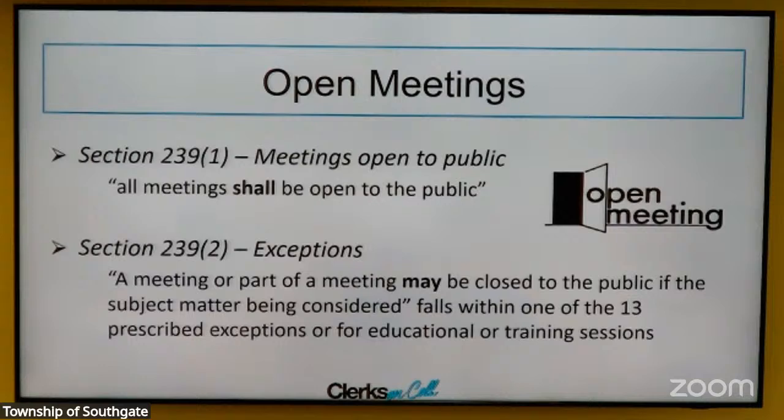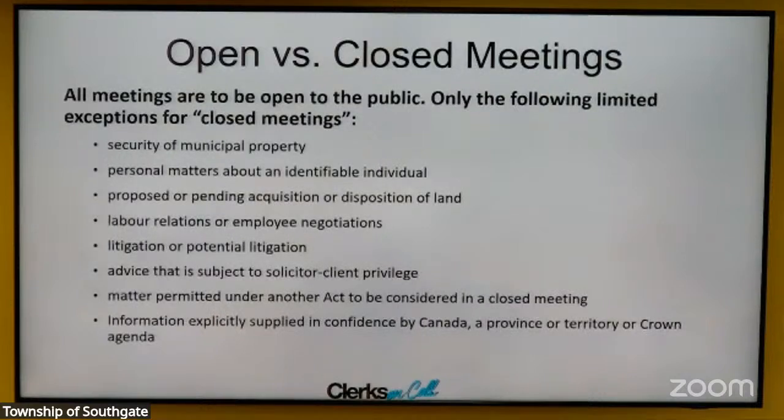And the procedure bylaw really is a tool to help guide both council and the public through these situations. So council members should be familiar with the list of permitted matters for which a closed meeting may be held, but we're just going to review them if you don't. So this slide contains 8 of those exceptions, and they include security of municipal property, personal matters about an identifiable individual, proposed or pending acquisition or disposition of land, labor relations and employee negotiations, litigation or potential litigation, advice that is subject to solicitor-client privilege, and a matter permitted under another act to be considered in closed meeting, information explicitly supplied in confidence by Canada or a province or a territory or crown agency.